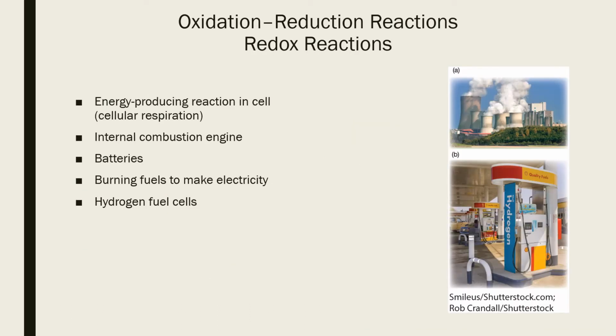Oxidation and reduction are one of the most important classes of chemical reactions. They are also known as redox reactions, where red stands for reduction, and ox stands for oxidation. So together they are called redox reactions. Redox reactions are key to producing energy in biological cells, as well as producing energy in reactions with industrial applications such as internal combustion engines, batteries, burning coal to make electricity, and hydrogen fuel cells.